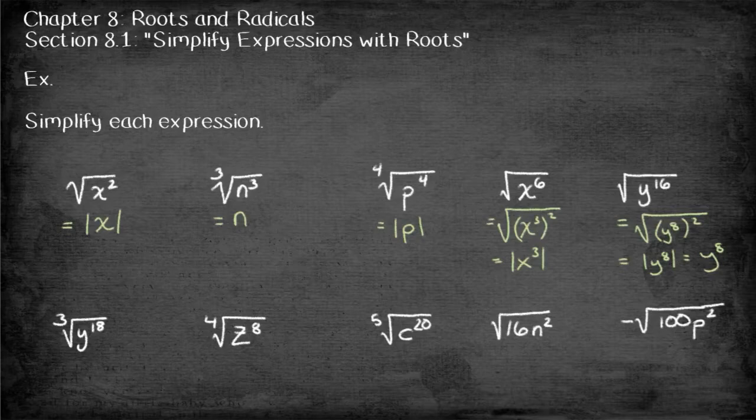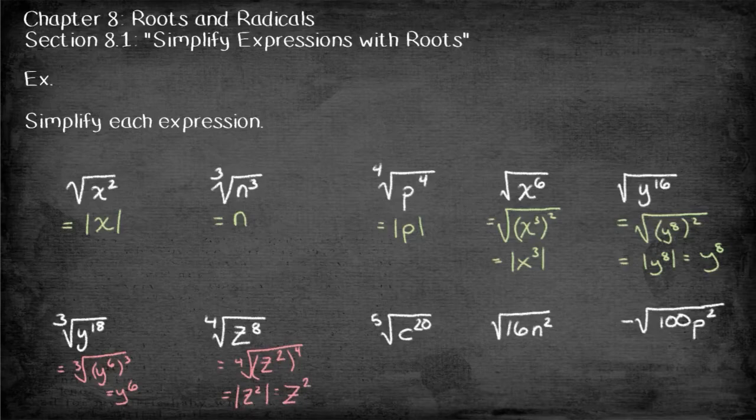I have the third root of y to the 18th. This is really like we're taking the third root of y to the 6th cubed. So we get y to the 6th. Fourth root of z to the 8th. It's really like we're taking the fourth root of z squared to the 4th power, or absolute value of z squared. But again, in this particular situation, the absolute value sign is not doing anything because the square of z is always going to be non-negative. It doesn't hurt to have it, but all right.